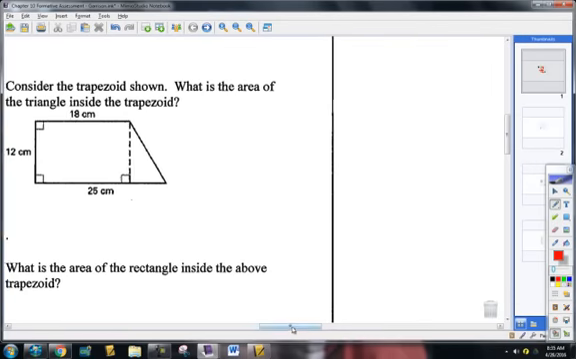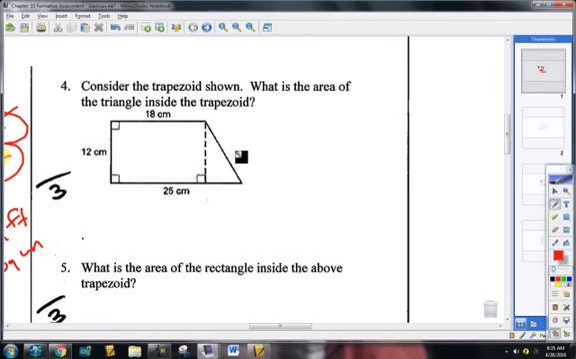Now, this is going to be worth 3 points because it didn't want you to do the area formula of the trapezoid. It says, what is the area, there's that word again, how many points is every time you see that going to be worth? 3 points. Of the triangle. So you had to do a little work here.